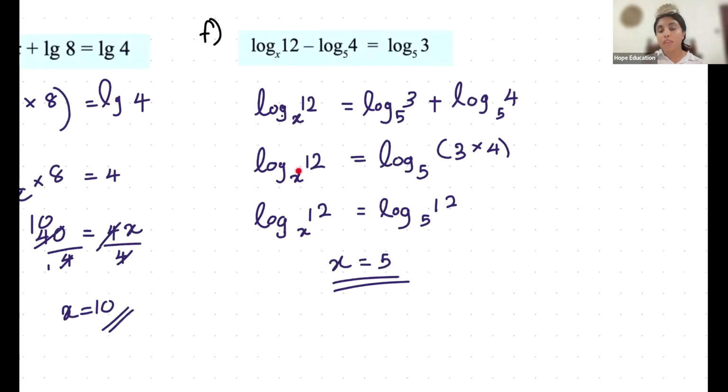This side, you know, now they both have the same base. This has 5, this has 5. And you know what becomes addition is multiplication, right? Log 3 to the base 5 plus log 4 to the base 5 means the base is 5, but addition means it is a multiplication. 3 multiplied by 4. And you know 3 multiplied by 4 is 12. So here on this side I have log 12 to the base x, and here I have log 12 to the base 5. Up to that point, is it clear?